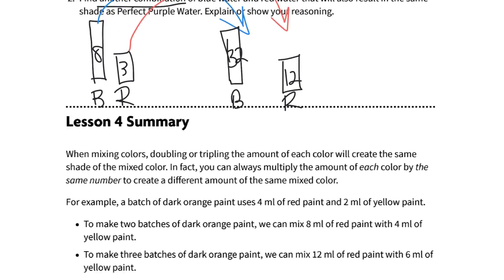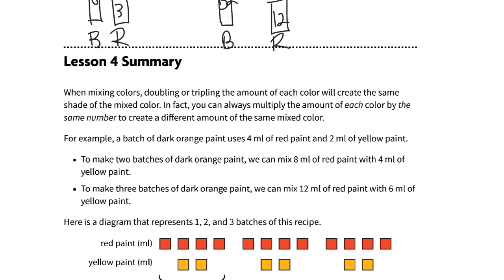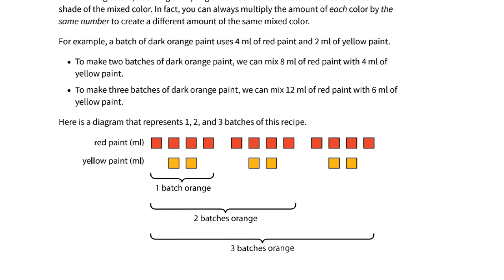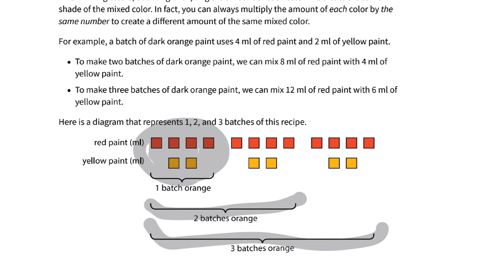And that wraps up the summary, the lesson itself, the idea of when you have an original recipe right here, if you double it or if you triple that exact recipe, then your new ratio is going to be the exact same as the original. It's equivalent to the original, and it's going to result in the same recipe, the same shade of color in this case.